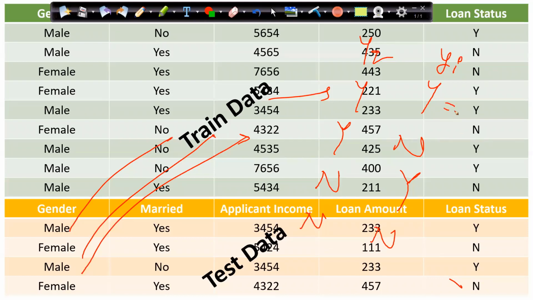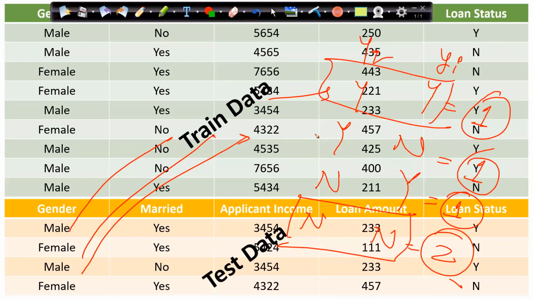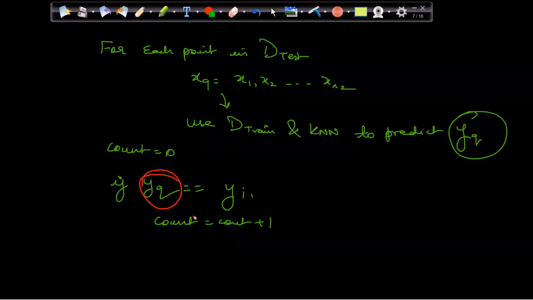Here the records are meeting, the YQ is same as YI, so my counter will be 1. Here my counter will not increase, so my counter will still be 1 because it will not add this value. Here also it will still be 1, and here it will become 2 because this is the match and this is the match. So out of 4 records, 2 are matching. So my model accuracy is nothing but 50%, right?